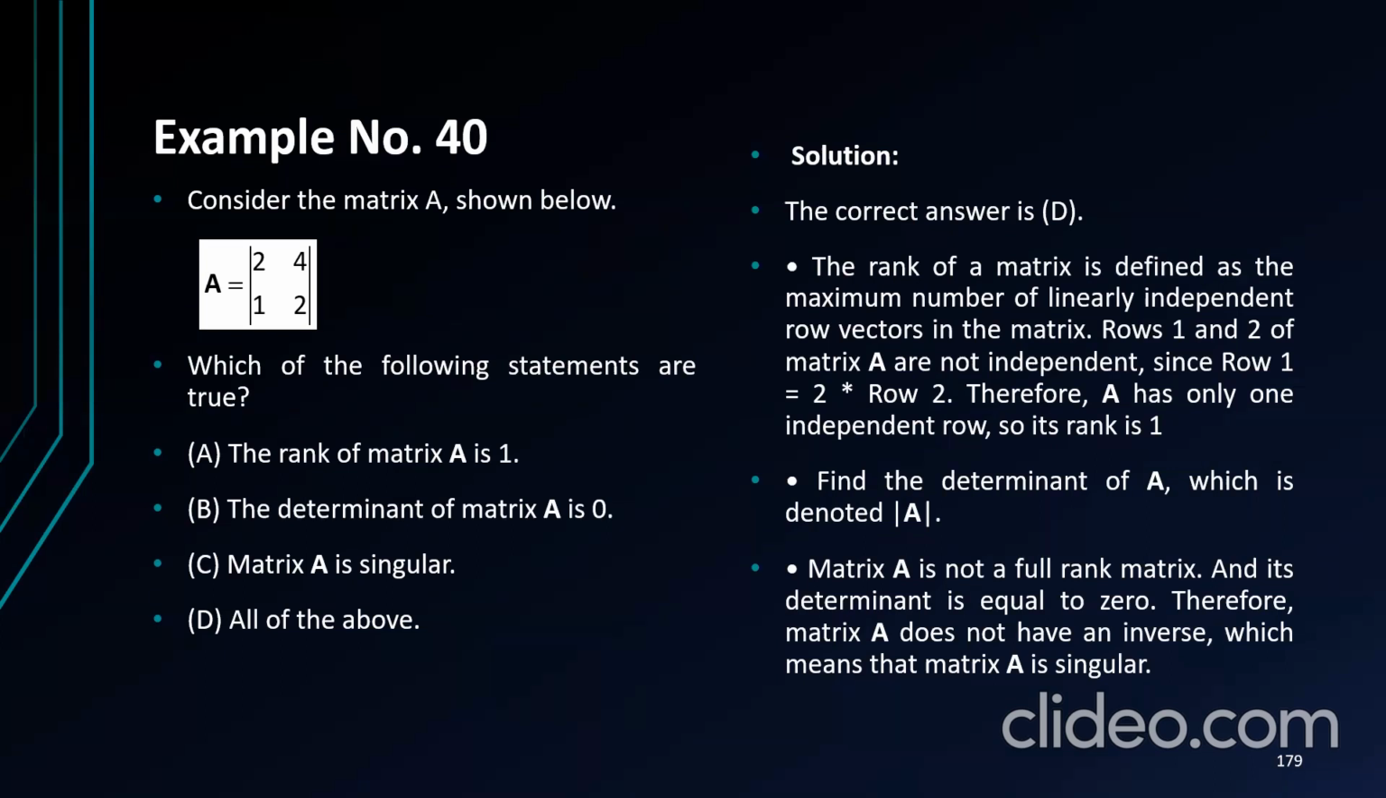Okay, find the determinant of A, which is denoted by a symbol. So this is equal to 0. Okay, the matrix is not full rank, and its determinant is equal to 0. Therefore, matrix A does not have an inverse, which means that matrix A is singular, nag-iisa. Okay, so lahat yan, tama yung ABC. So the answer is all of the above.